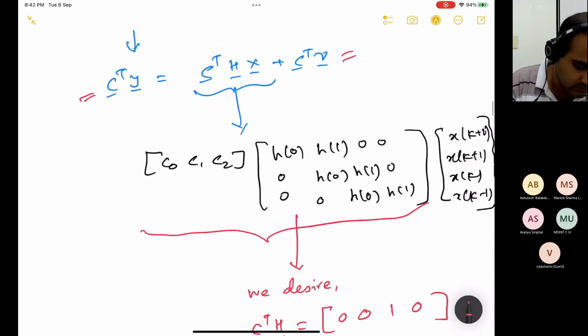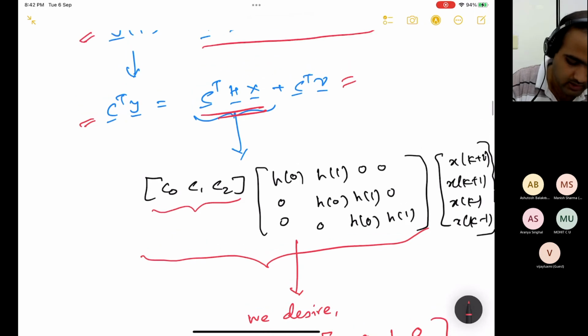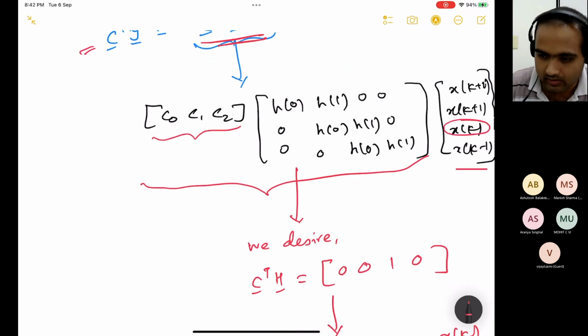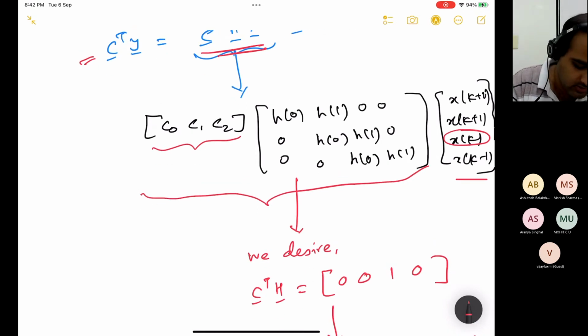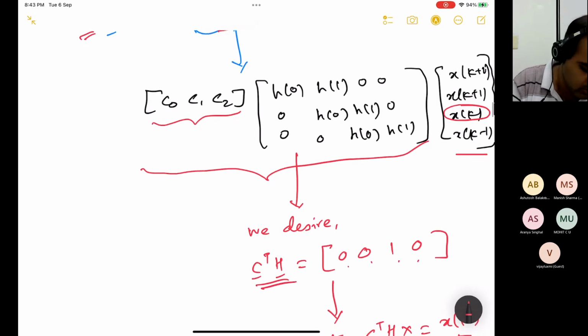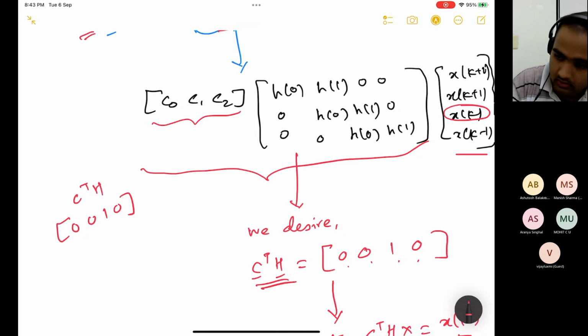So if we see this term C transpose Hx, this is my C, this is my C transpose. This is my H vector and this is my X vector. Just remember, what did we desire? We want xk. To get xk, this C transpose H should come in this form, 0, 0, 1, 0. So this is what C transpose H should be.